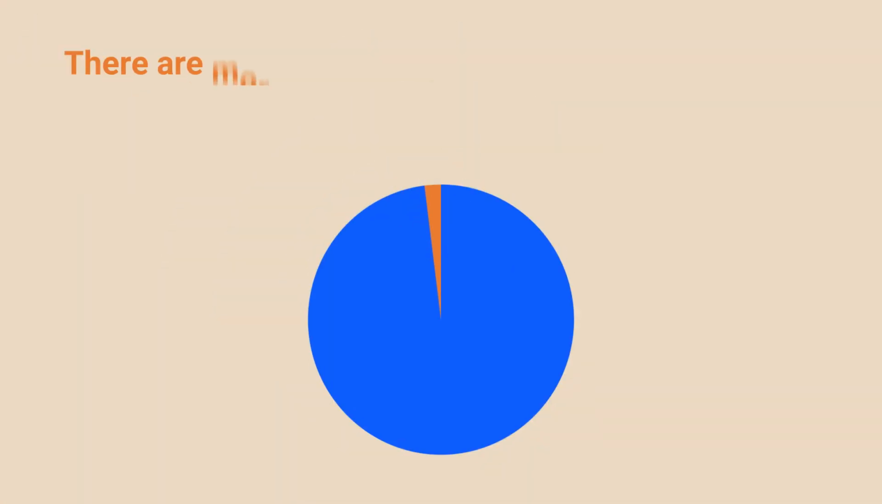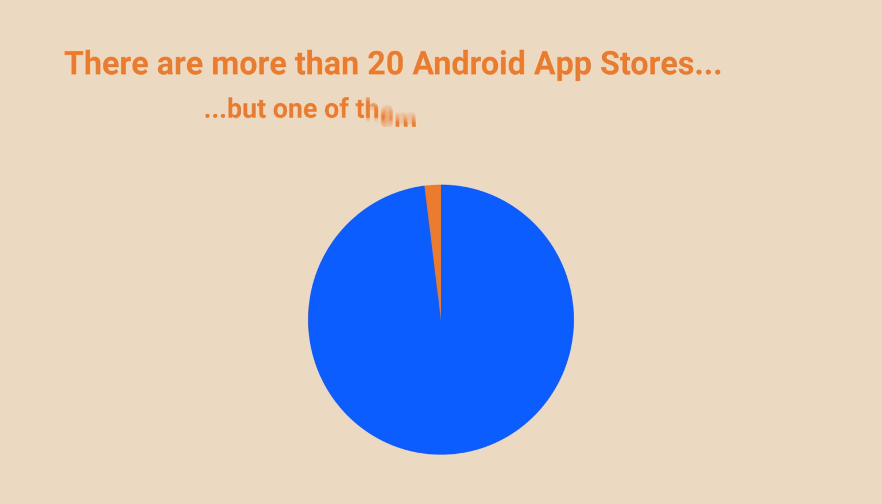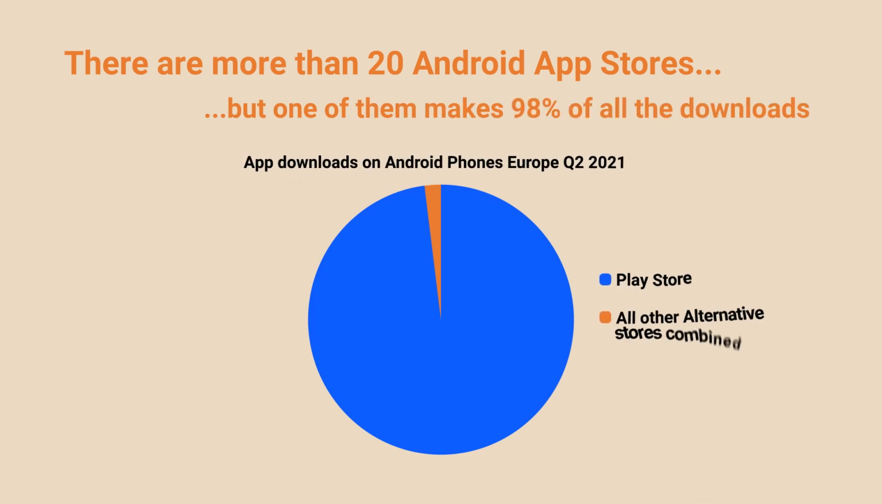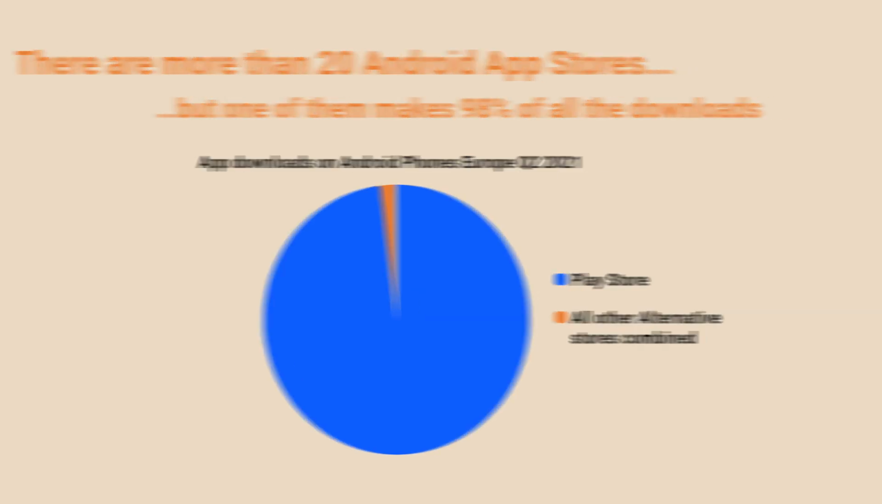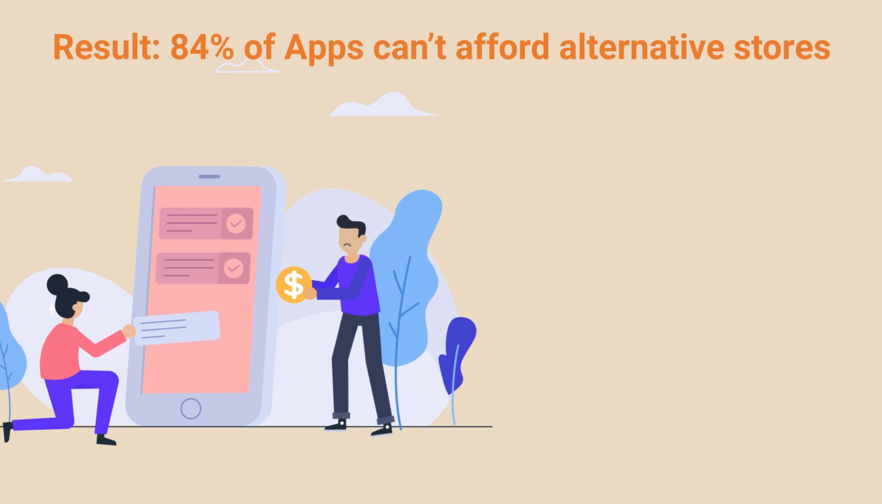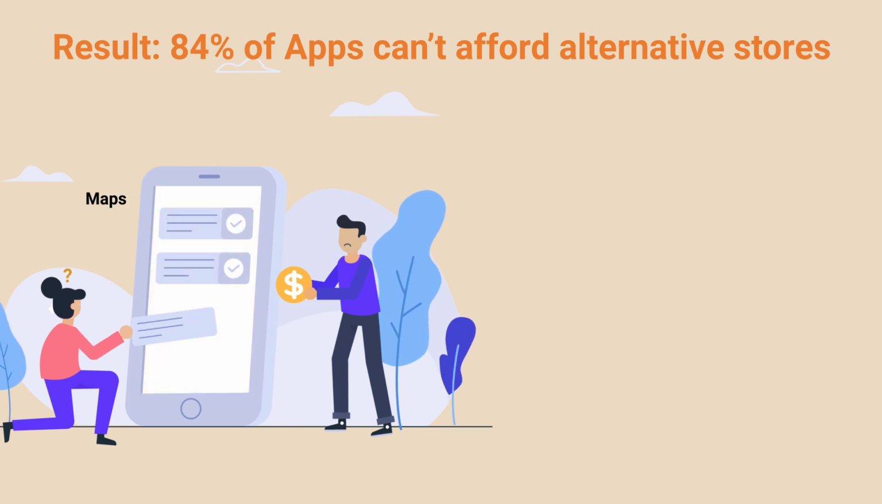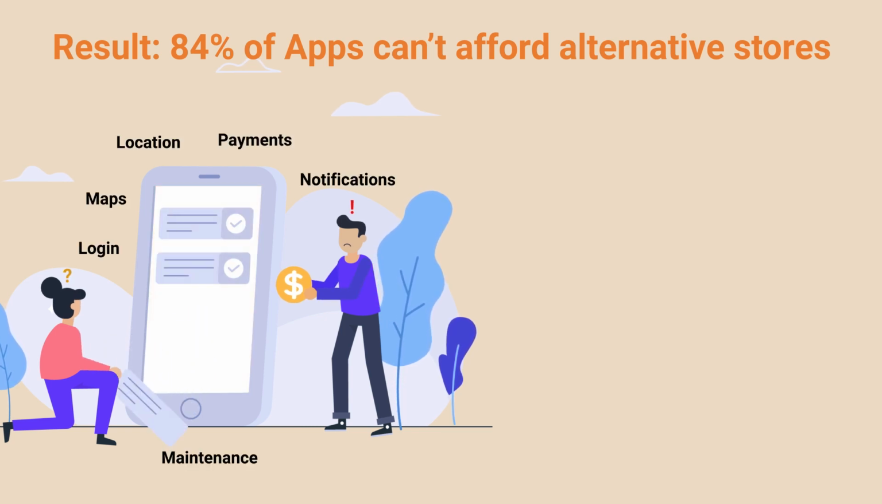On Android, there are more than 20 app stores, but one of them generates 98% of all the user traffic. The other 20 stores combined generate the remaining 2% of the user traffic. As a result, 84% of the developers cannot justify the cost of launching their apps in alternative app stores. They are forced to focus their limited resources in the dominant ones.